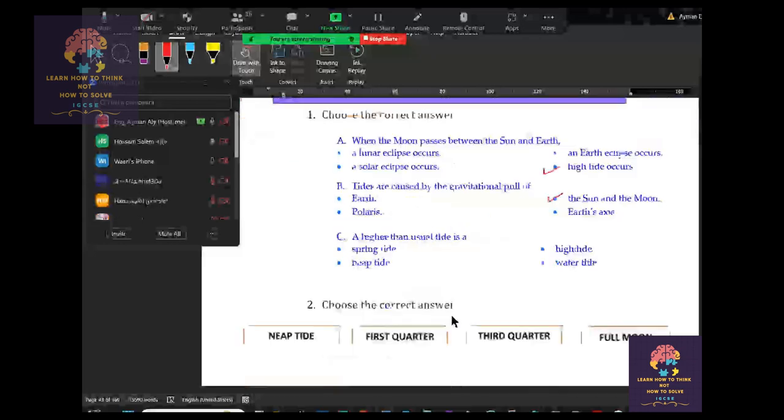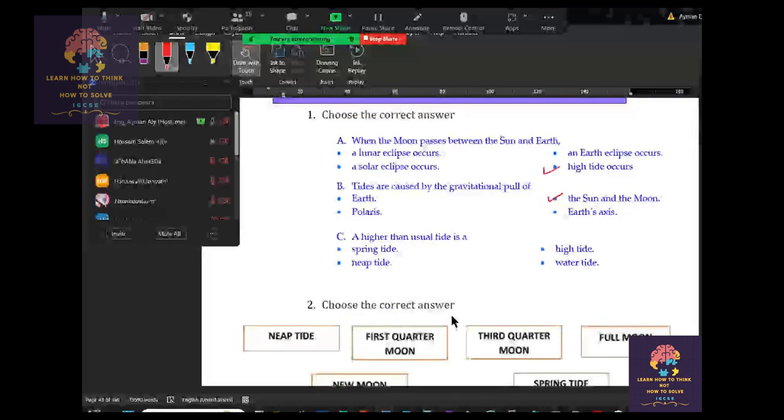Can I try? A higher than usual tide, what's it called? A spring tide. It's called high tide. A higher than normal tide is called high tide. Sorry, no problem.